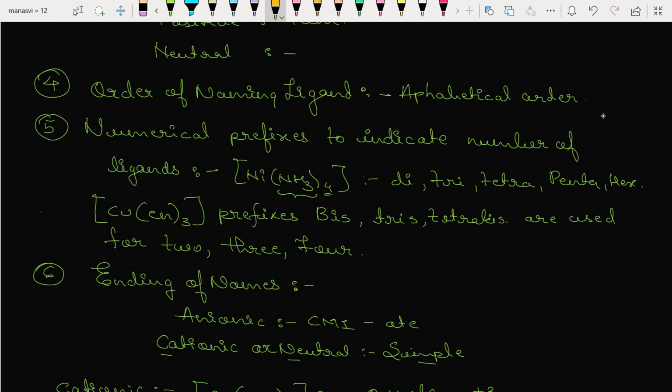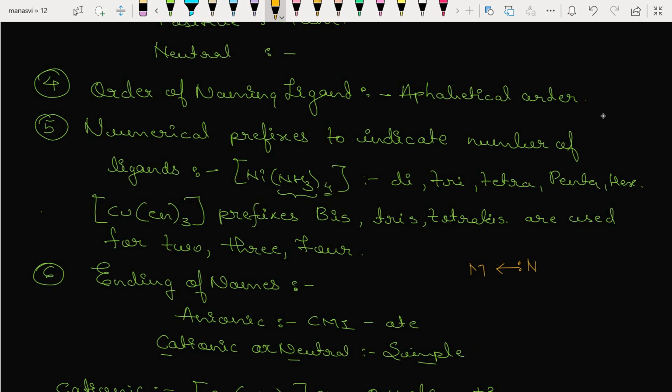Now, ma'am, what is monodentate ligand? Monodentate ligands are the ligands in which only one donor atom is present, or only one donor atom forms a coordinate bond with a metal. Whereas, we use the prefixes bis, tris, tetrakis for the bidentate and tridentate ligands.